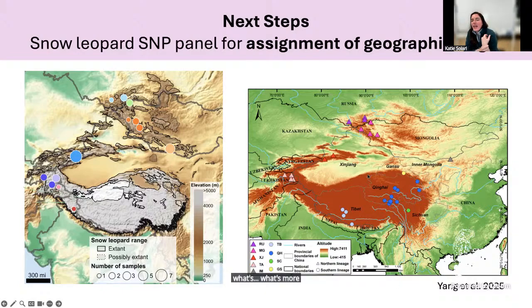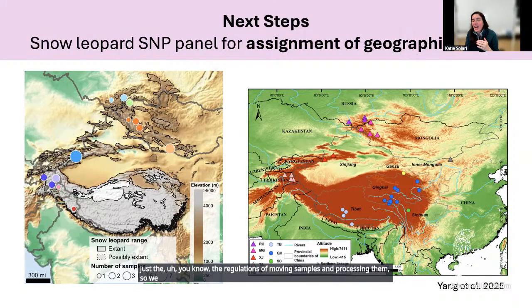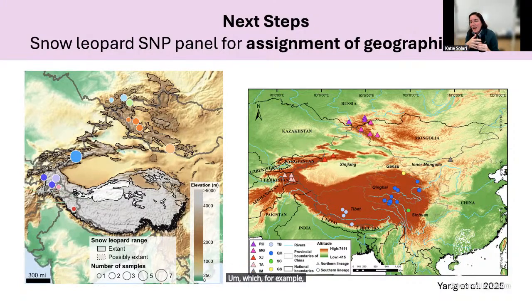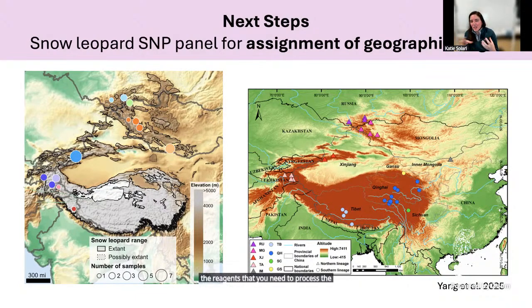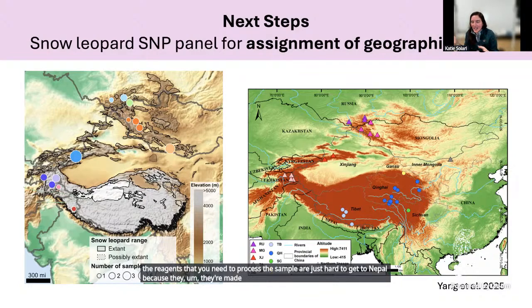What's more problematic is just the regulations of moving samples and processing them. So we're trying to figure out how to process them in country, which, for example, in Nepal right now is proving really hard for the mere fact that the reagents you need to process the samples are made in the US, are hard to get to Nepal, and need to be kept cold.